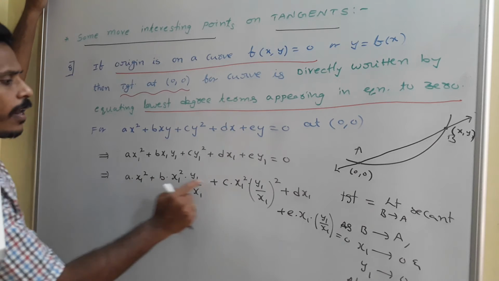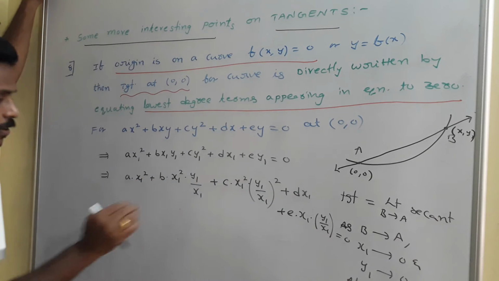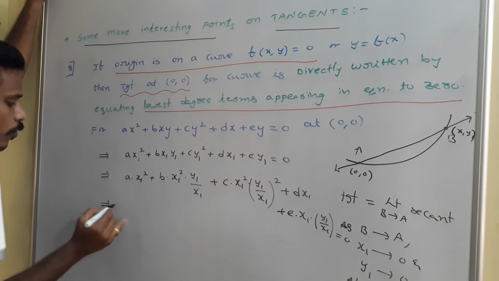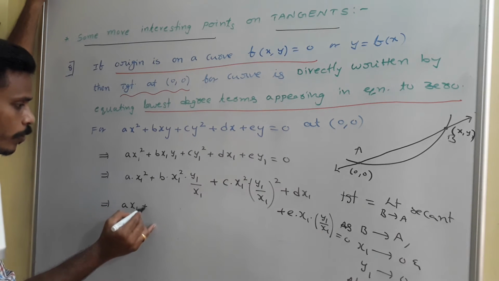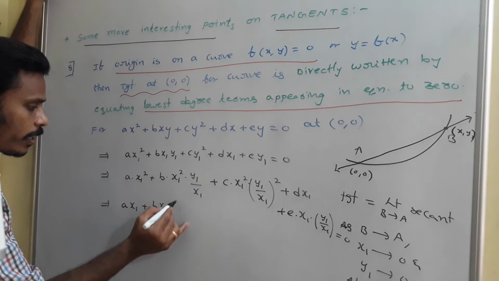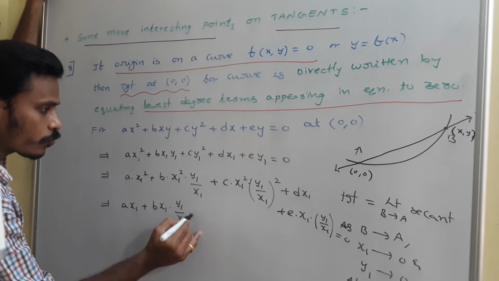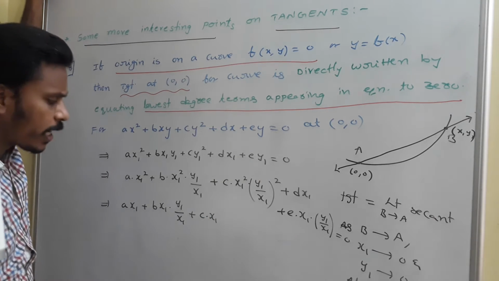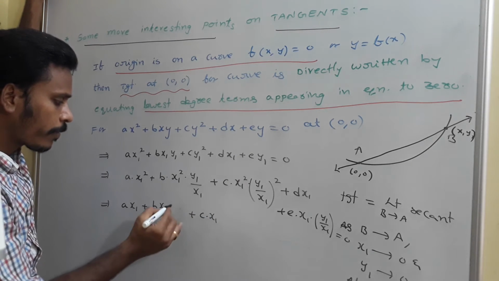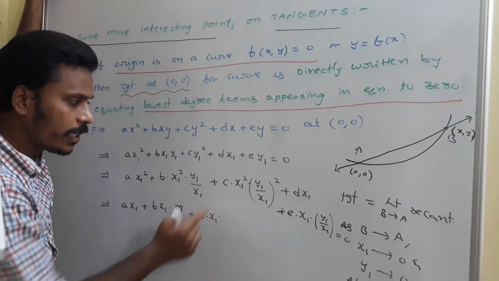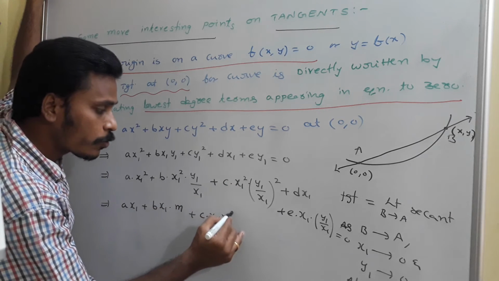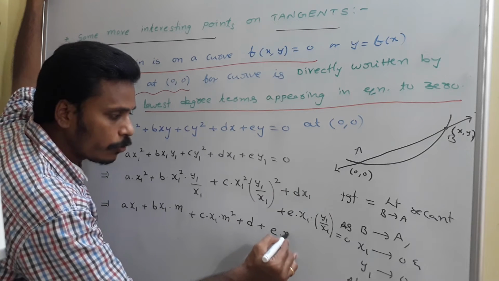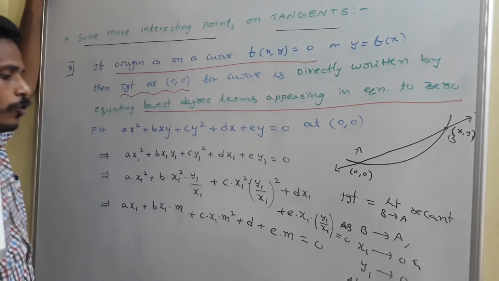In each and every term x1 is there for sure, so you just remove that x1 first. If you remove that x1, what will happen? a x1 plus b x1 into y1 by x1 plus c x1 into, and one more thing, you just replace y1 by x1 with m directly. b x1 into m, and here c x1 into m square, and here since x1 is removed, just d, and here x1 is removed, e m is equal to 0.